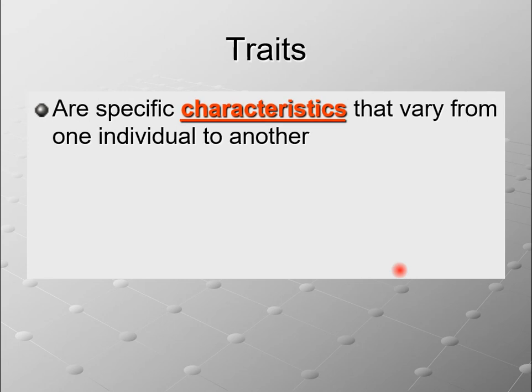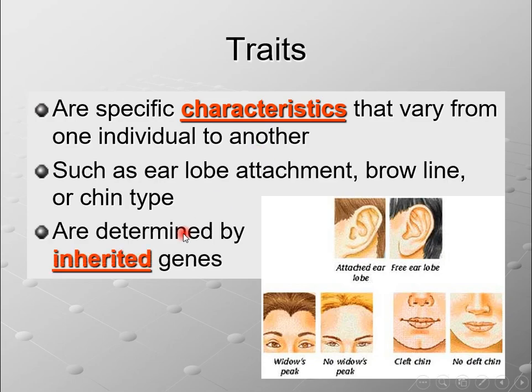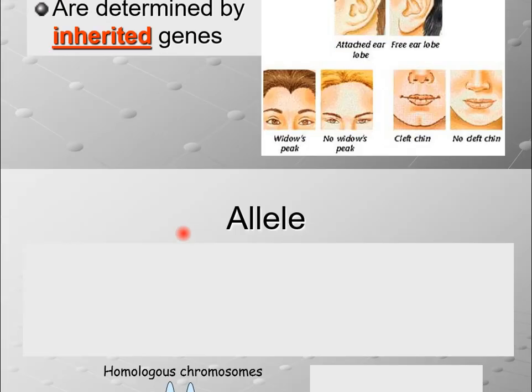The traits are specific characteristics that vary from one individual to another. You can see from this figure a person with attached ear, another with a free ear, a person with a cleft chin, another without. And these traits are determined by inherited genes.